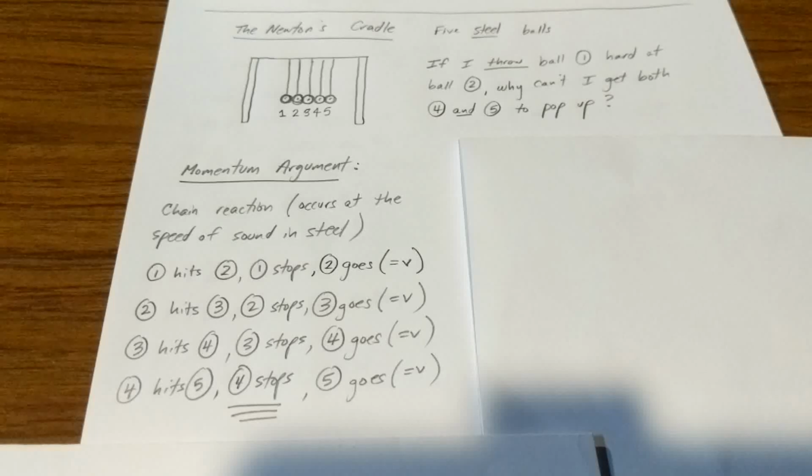Then 4 hits 5 and 4 stops. 4 stops. That's the key here. That's the reason why, according to conservation of momentum, ball number 4 cannot rise up if I throw ball number 1 hard at the entire row of these hanging steel balls in the Newton's cradle. 5 goes just as fast as 1 went, but 4 can't go anywhere because it has come to a stop, and there's no more momentum in the system to make it go.